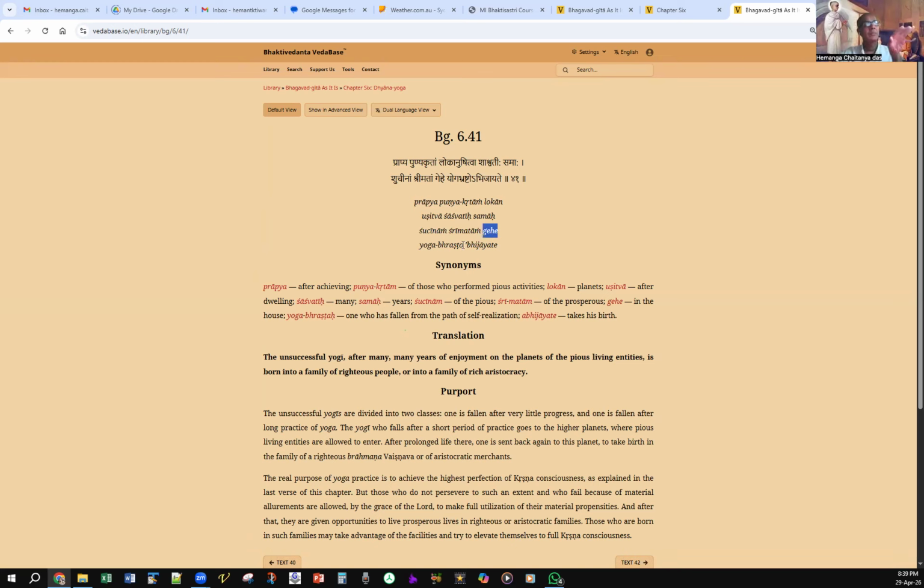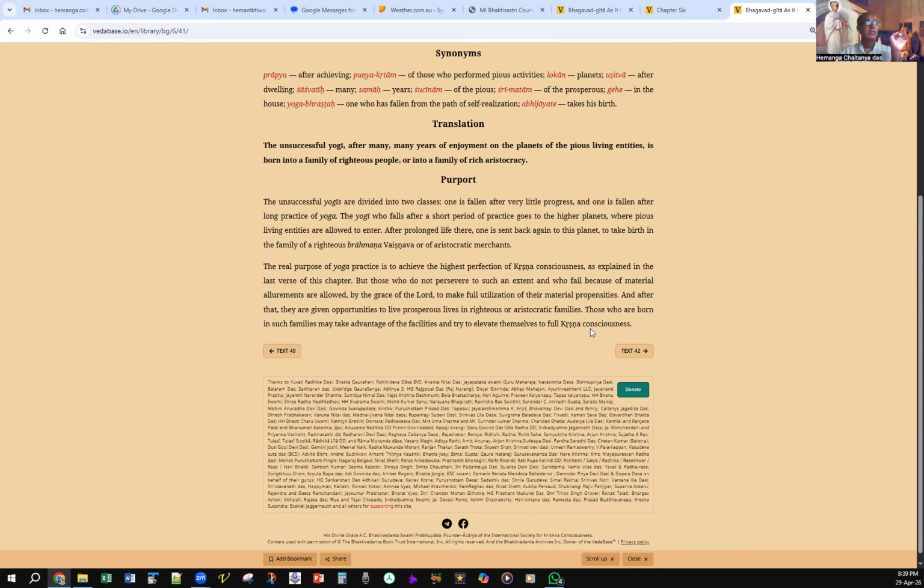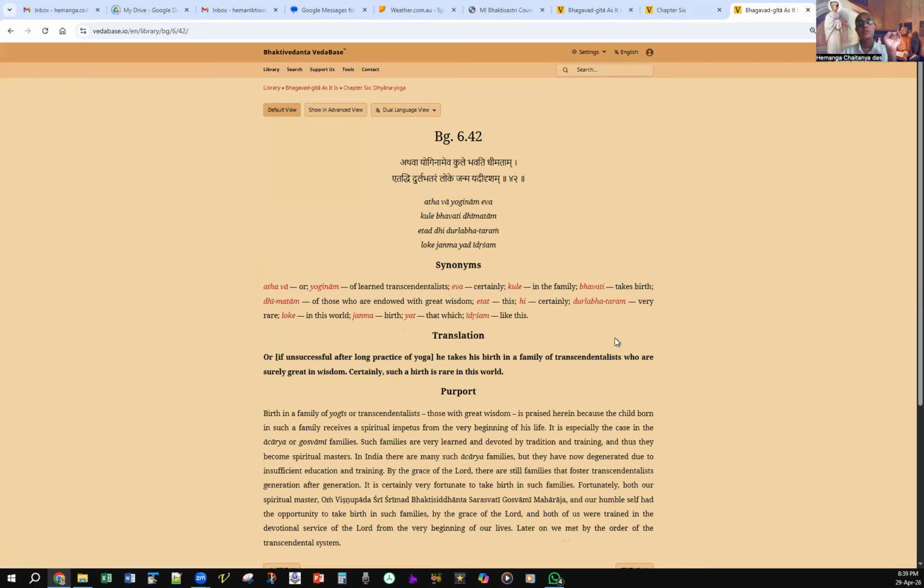Yoga Bhrasto Abhijayate. Abhijayate means he will take birth in Gehe, in families which are Suchi, very clean, transcendentally, spiritually inclined, and Shri, wealthy families. Prabhupada also called it some Vaishya families, which may be mercantile families. Yoga Bhrasto Abhijayate. So this will happen to the person who has done a short-term tapasya and got lost. Now 6.42 deals with the person who has done a lot of tapasya and then got lost. He could not achieve the full success. Okay, 6.42. Who's next? Ayush Prabhu?